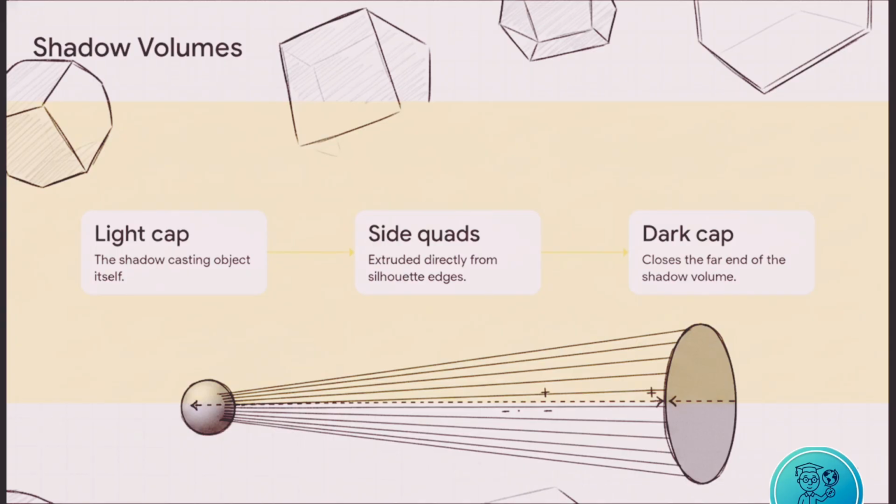That's the shadow casting object itself. Second, it extrudes side quads directly outward from the silhouette edges of that object, stretching away from the light. And third, it caps the far end of this invisible tube with a dark cap. To figure out if a pixel on your screen is in shadow, the system uses this deliberate depth testing method called Z-fail, Z representing depth in 3D space. It essentially counts how many times an invisible line drawn from your camera enters and exits this 3D volume of darkness. If the line enters the volume more times than it exits, well, that pixel is in shadow.